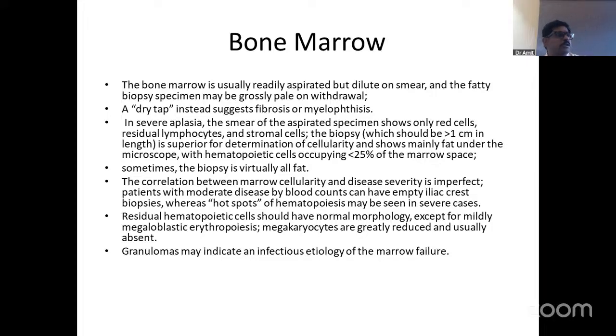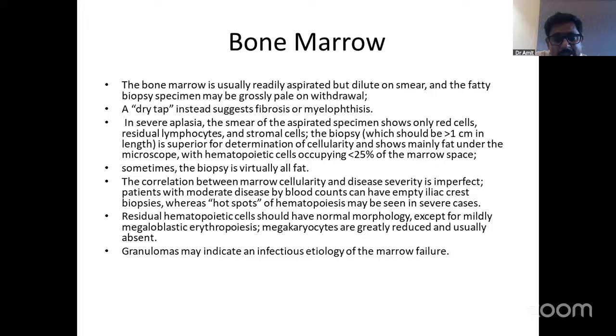Now, the correlation between marrow cellularity and disease severity is imperfect. So you cannot very well say that if you are seeing an acellular bone marrow, it means a severe disease. Maybe there would be some hot spots where the cell lineages would be more. So, hence, don't assess prognosis based on the bone marrow cellularity in the bone marrow biopsy. It suggests a diagnosis, and further workup has to be done.